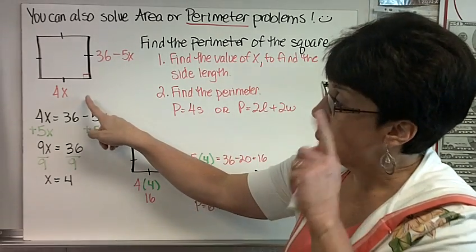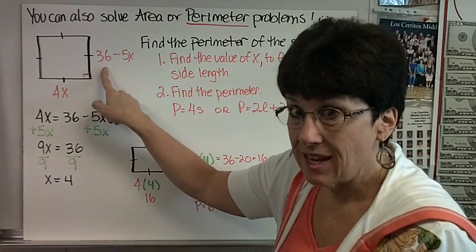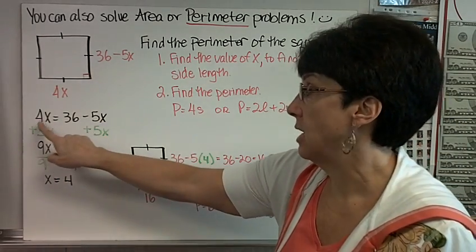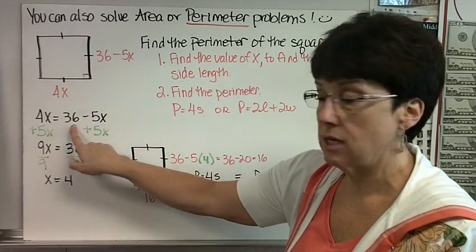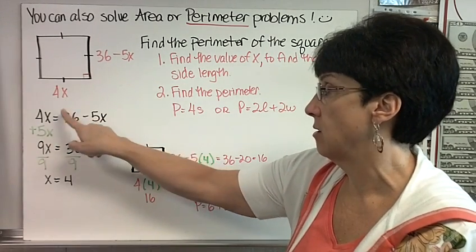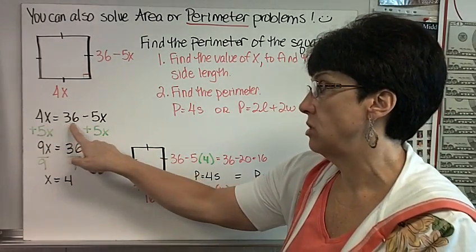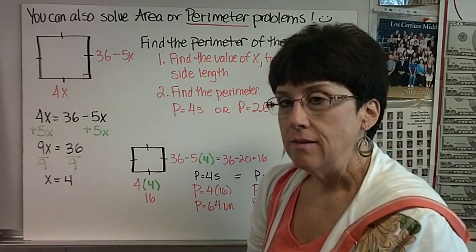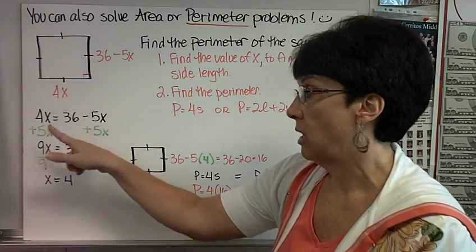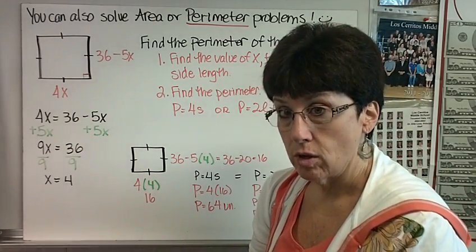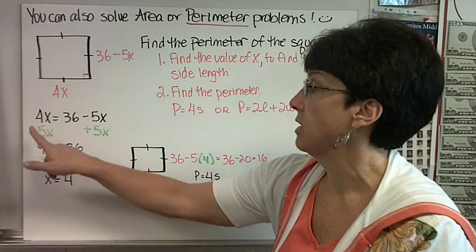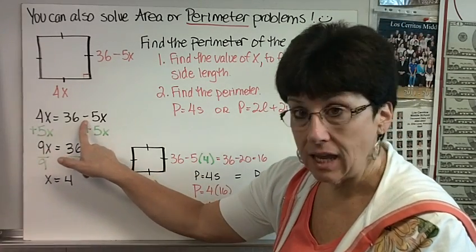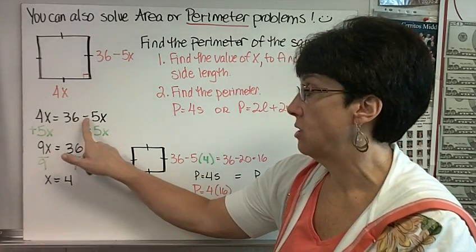All right, so since this is a square, the sides have to be the same. So I say this side equals this side. I just set it up. This side equals this side. Okay, so 4x equals 36 minus 5x. Now, if you were just looking at the numbers without the sign, you would say 4x is smaller. But it's not 4x and 5x. It's 4x and negative 5x. So don't forget the terms, okay?